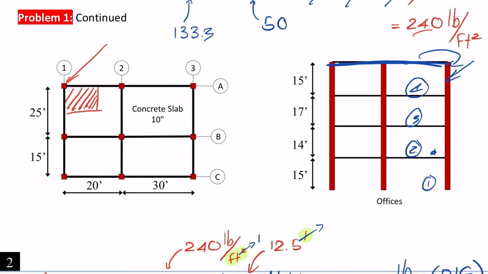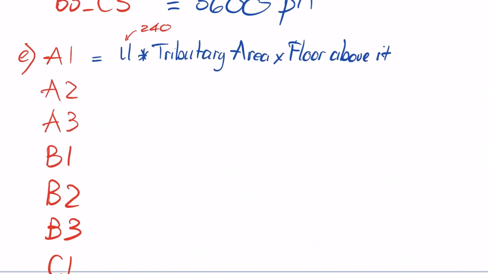So the tributary area over here, we have the area is 12.5 multiplied by a half of this one, which is 10. So you see that this is a rectangle, and for the rectangle over here we have the area is 12.5 multiplied by 10. So if I put this one over here, it is 12.5 multiplied by 10.